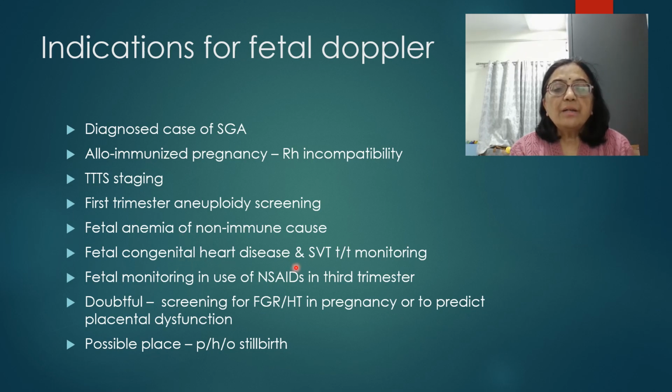If the baby has congenital heart disease or supraventricular tachycardia, ductus venosus Doppler will help us. Fetal monitoring in use of NSAID, especially in the third trimester. Doubtful places are screening for fetal growth restriction, hypertension in pregnancy, or predicting placental dysfunction. It has a doubtful place at present for this indication. And with previous history of stillbirth, there is a possibility that uterine artery Doppler might be helpful.